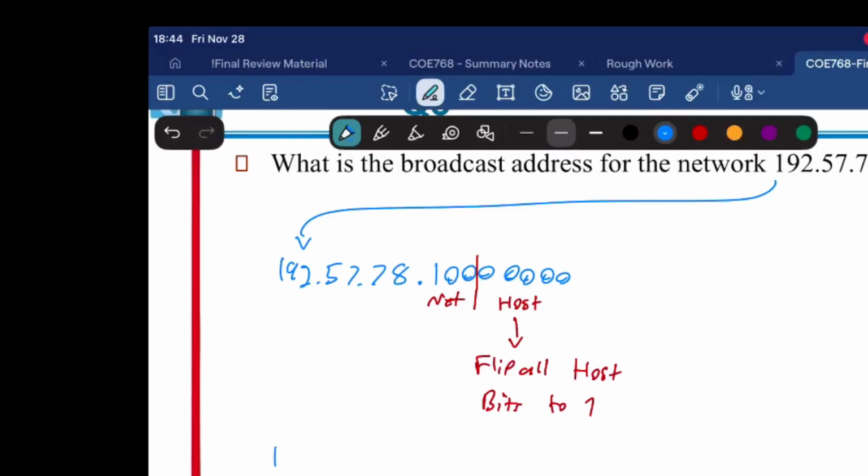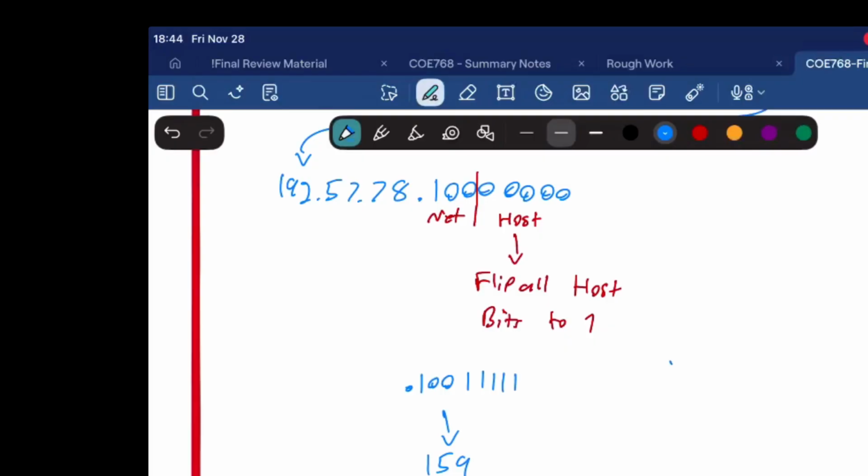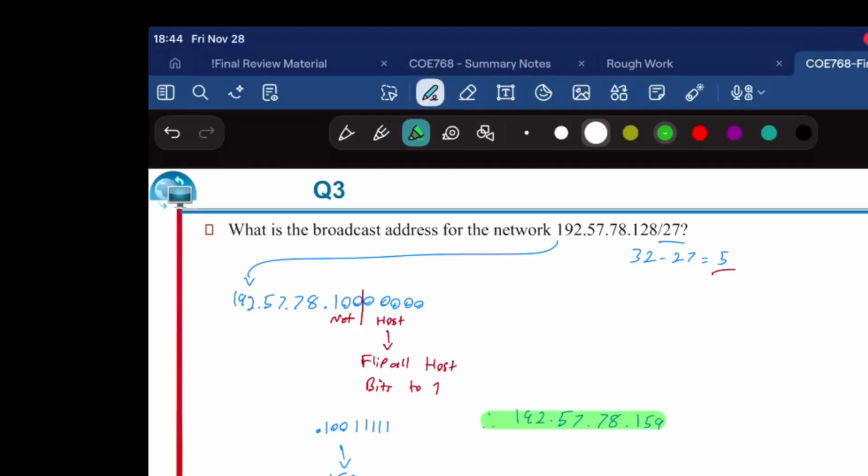So here we do that. We'll just leave the first section the same. We'll write it out at the end in our answer. We have 1 0 0, then we have 5 ones corresponding. This is our last octet that we have. Converting this into decimal, we get 159, and therefore our final answer would be 192.5778.159. That is your final answer that you would present in your question. That is your broadcast address.